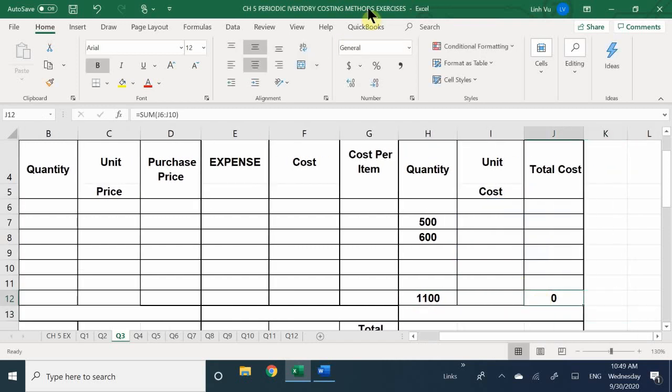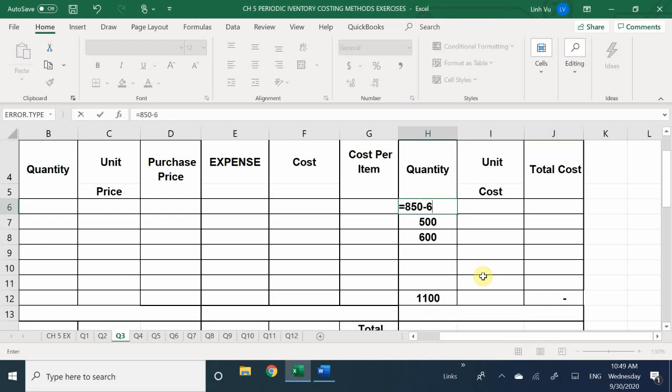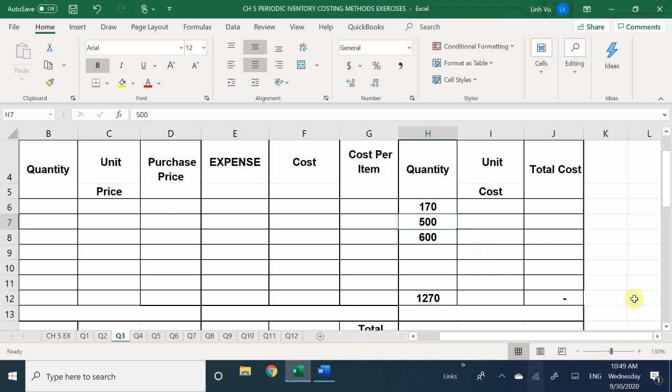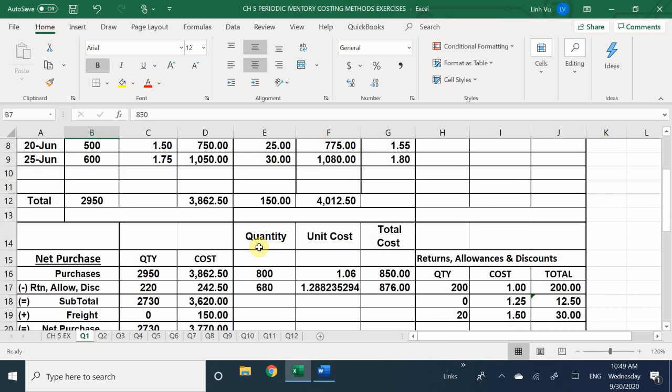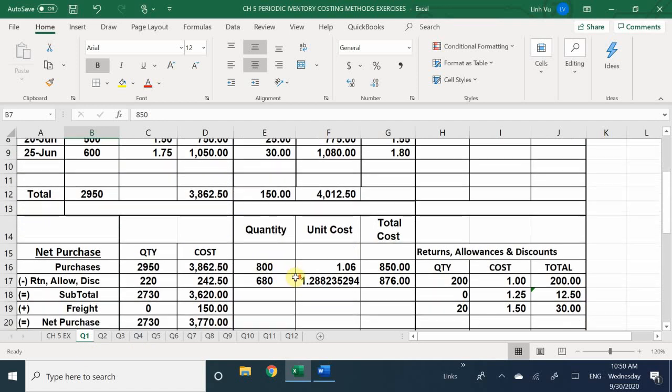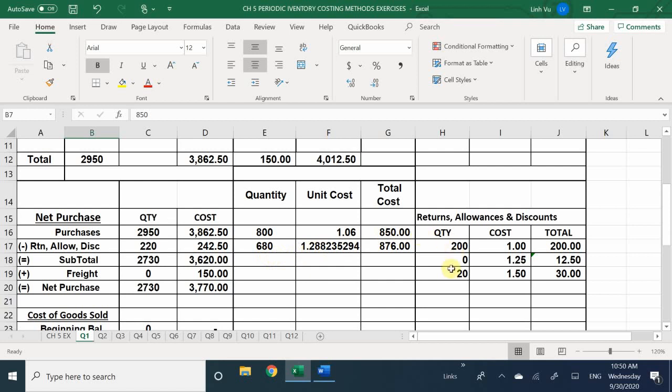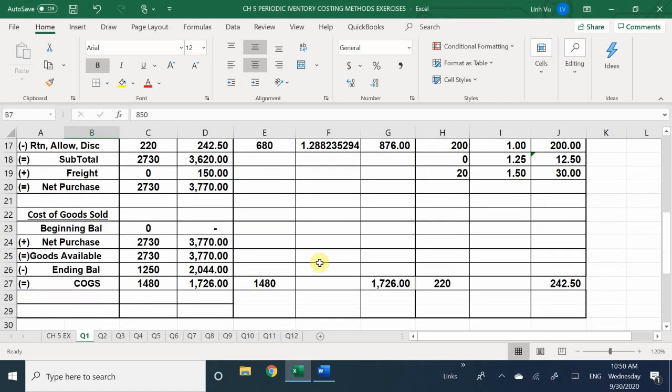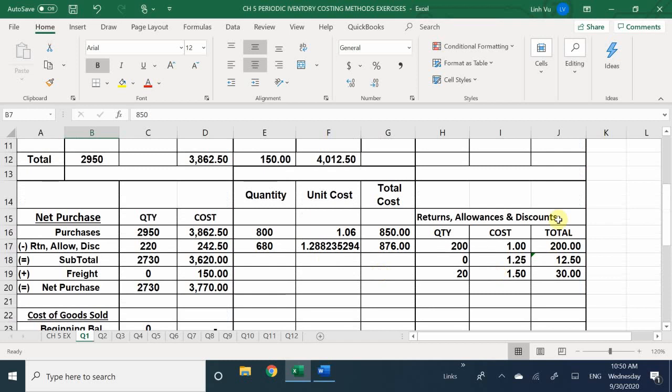Okay, and we know that from us transferring over the amount, this needs to be reflective. So I remember I had 850 and I sold 680, which gives me 170. That doesn't look right. So question number 1, 680. And I originally bought 850. So my total should be 1250.